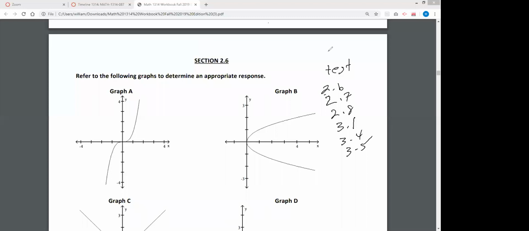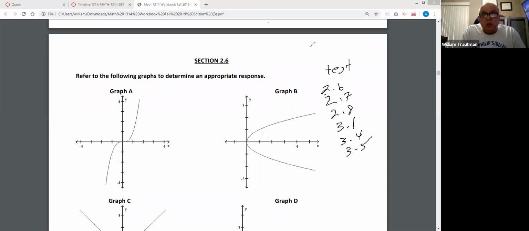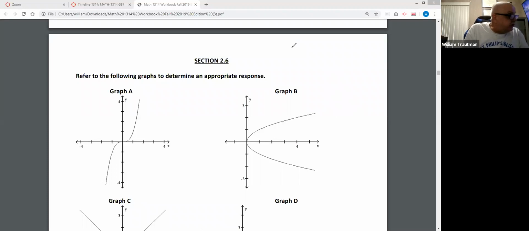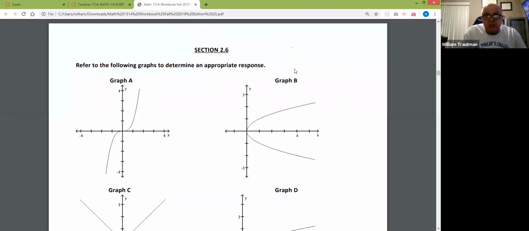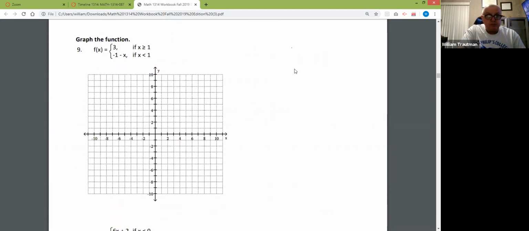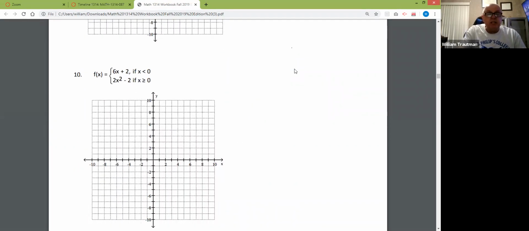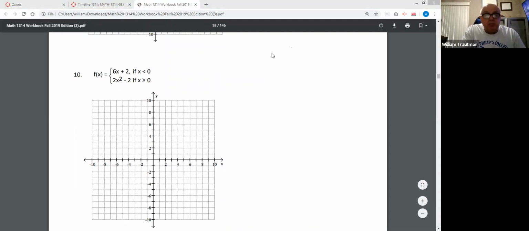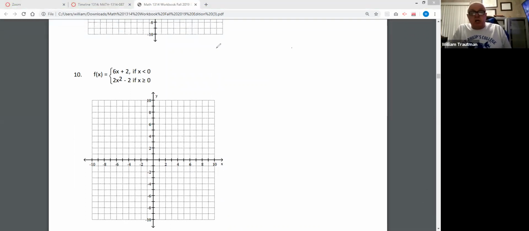Yes, it is recording. All right, so let's look at the first one. In 2.6, I'm looking at problem 10. So if you go to your workbook, 2.6, number 10, you have to be able to graph a piecewise function. In reality, all you have to do is pick the correct graph. It's multiple choice. So it's kind of important to be able to graph this.